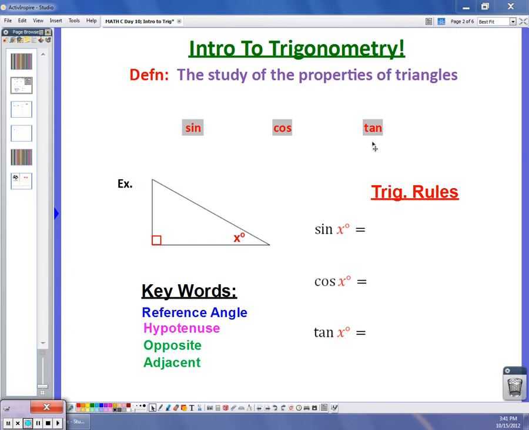We will be looking at a right triangle, and with this right triangle we do see a right angle. We also see another angle. In this particular case, that angle is labeled x degrees. This angle will be known as a reference angle.